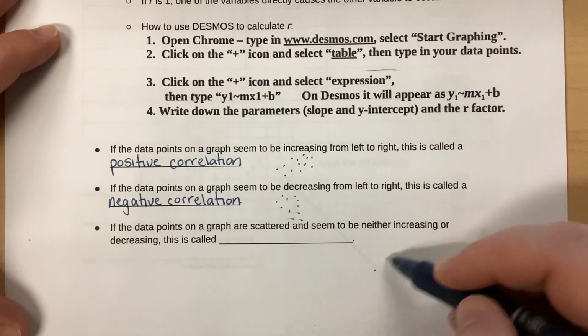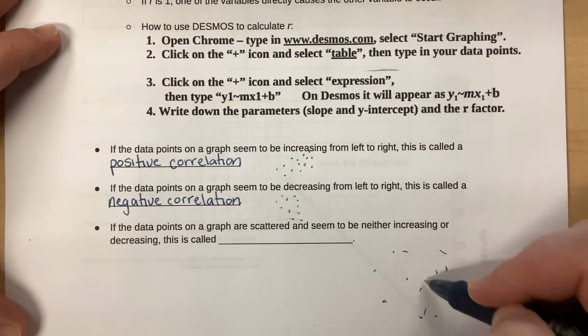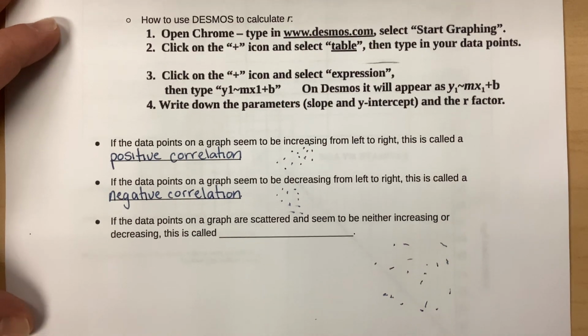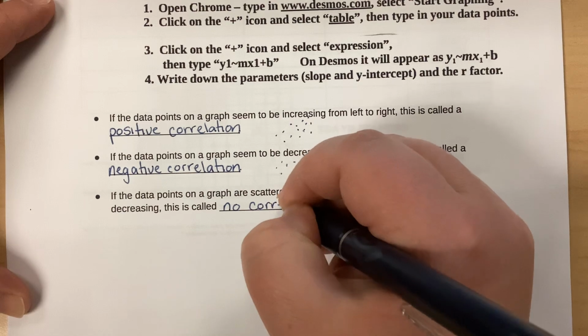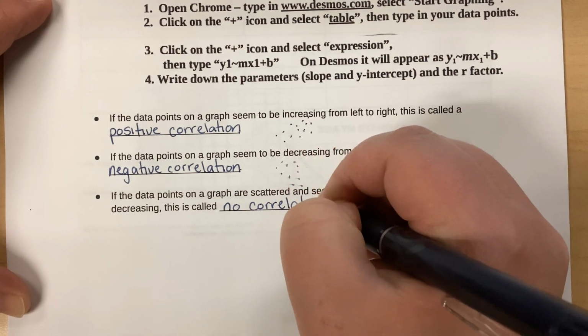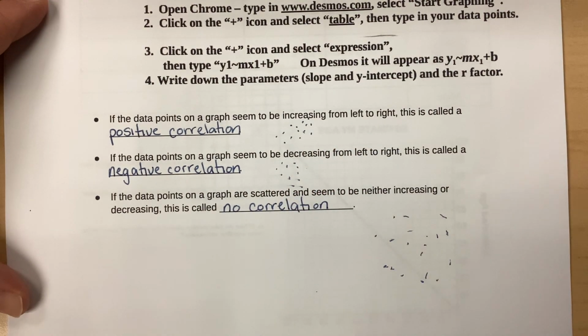Now, if you cannot tell what direction these points are going in, they're just kind of all over the place, that is what we call no correlation. And we are going to be using these words to describe graphs all the time, okay?